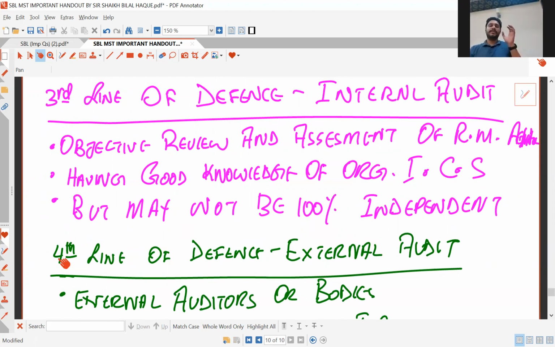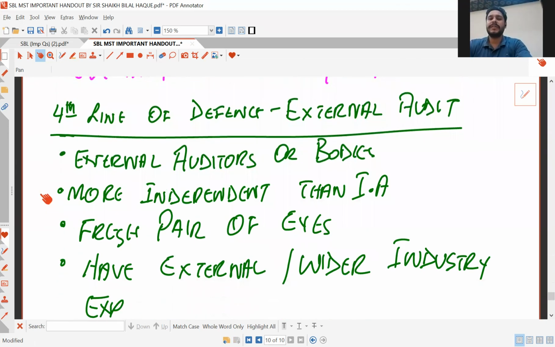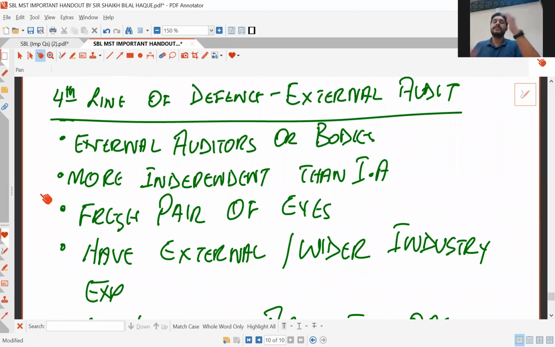The third line of defense is for the internal auditor. The objective of the internal auditor is to review and assess the regular meetings and the regular audits, raw materials, and all other factors. They have good knowledge of the organization's internal control system, but may not be 100% independent. You know this very well. We have been chanting this around in our regular classes as well.